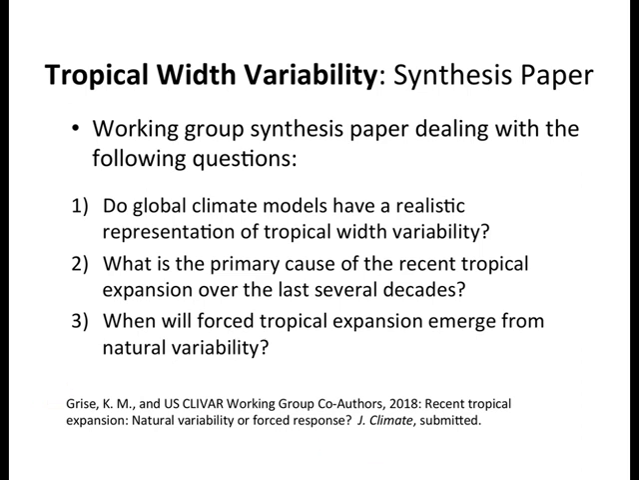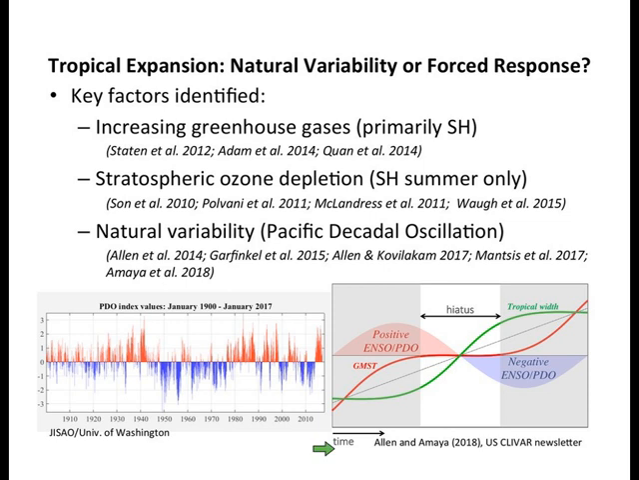Just to summarize some of the key things we identified. There are a number of factors that the climate models suggest contributed to the recent tropical expansion. Chiefly among these are the 3 things I have on this slide. The first is increasing greenhouse gases, but primarily, and this is something that comes out in our paper, there's a hemispheric asymmetry there, that it's really more prominent in the southern hemisphere than in the northern hemisphere.